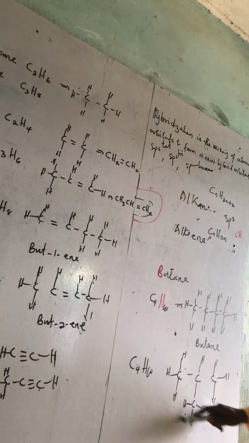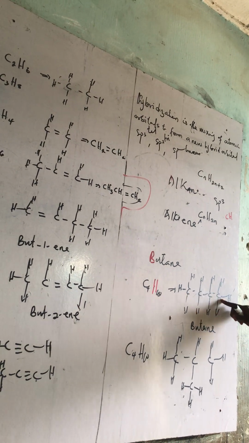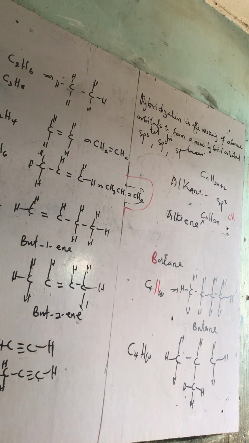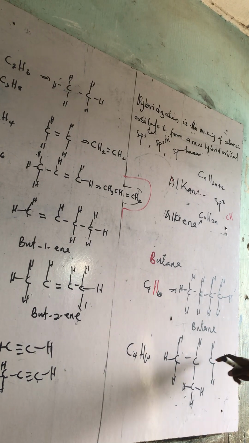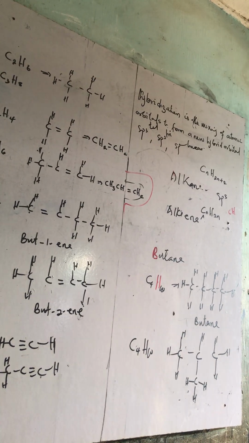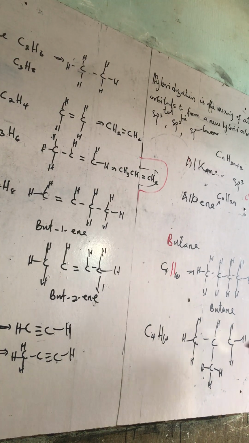But you can see that the structure is not the same, because I have the longer chain here to be what? 4. The longer chain of carbon to be 4. But here I have the longer chain of carbon to be what? 3. So if this one is butane, this one can never be ordinary butane. This one can be ordinary butane.